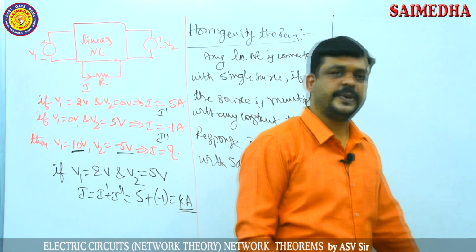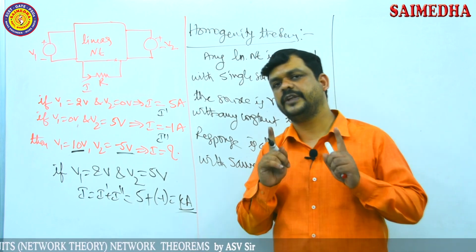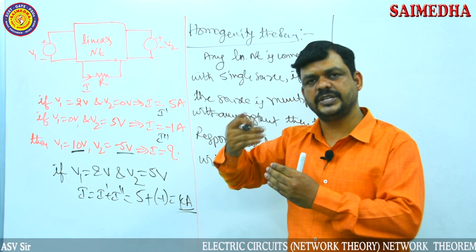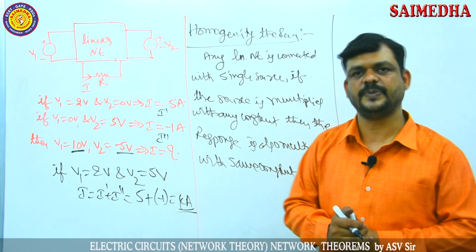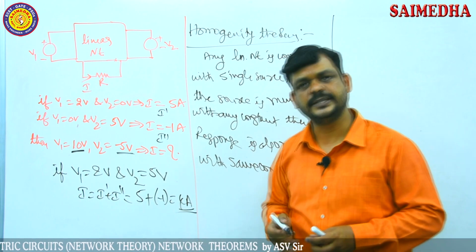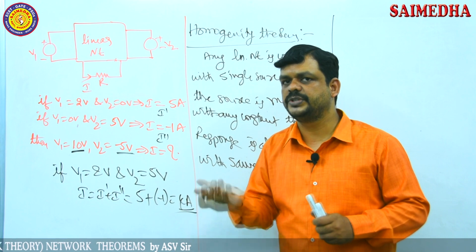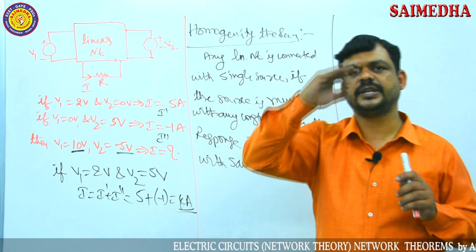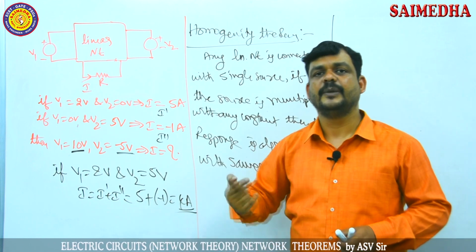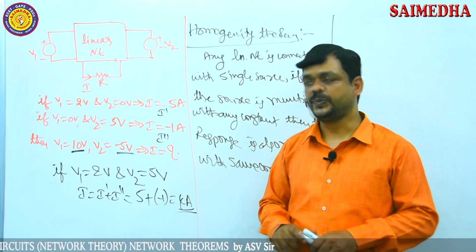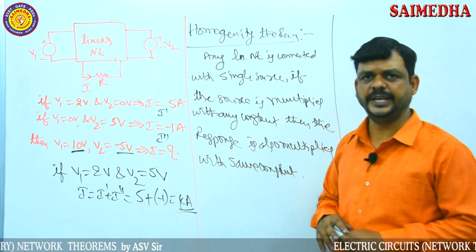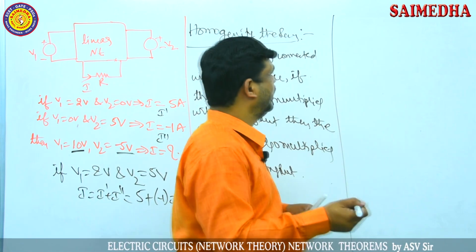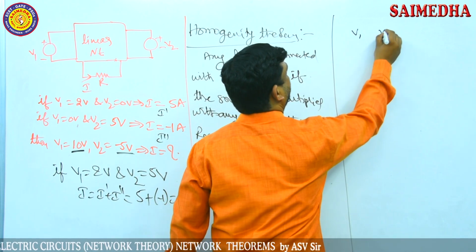So the homogeneity theorem explains, if any network is connected with only one source and any constant is multiplied with the source, the same constant is multiplied with the response. That means if the source increases or decreases, automatically the response of the circuit also increases or decreases, depending on the multiplied constant. So now I am applying the homogeneity theorem indirectly. To do that, initially I am taking this condition. Everything I am writing as one table: V1, V2 and here I.